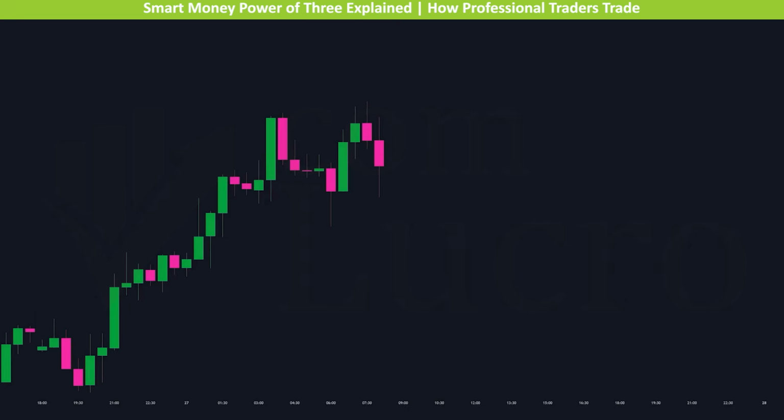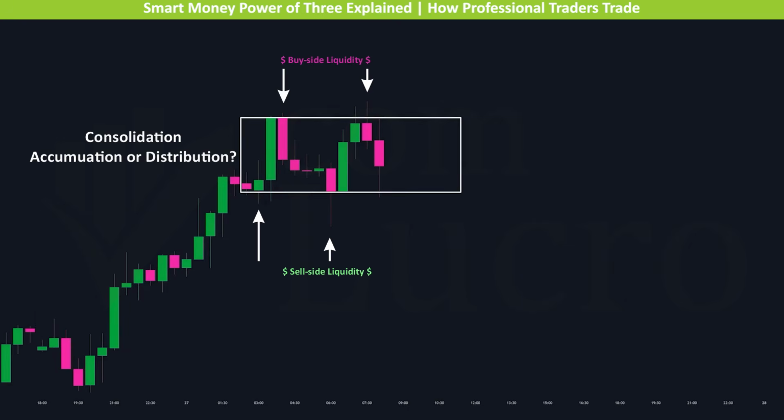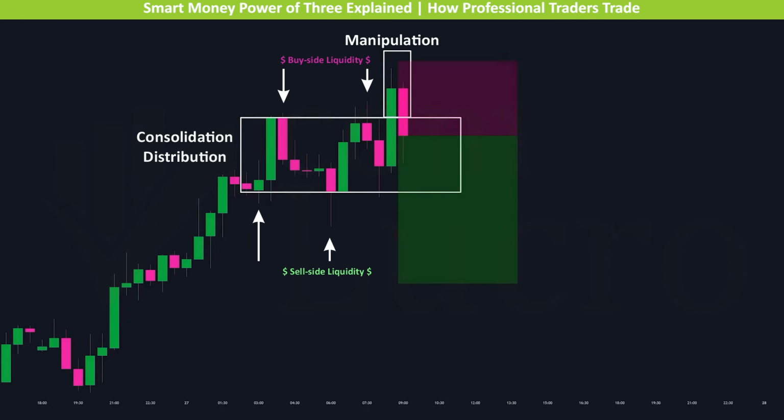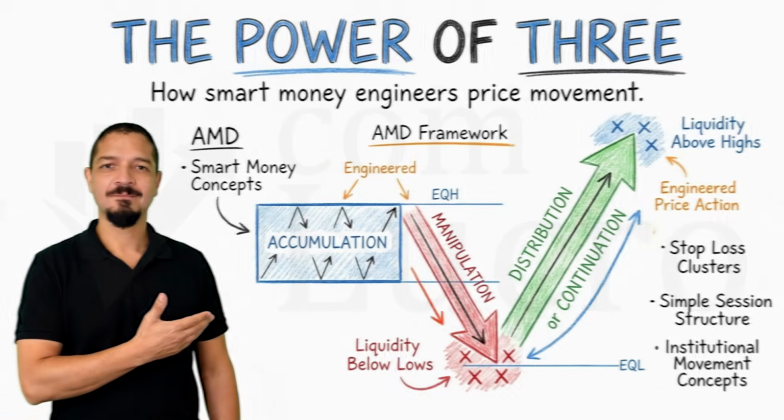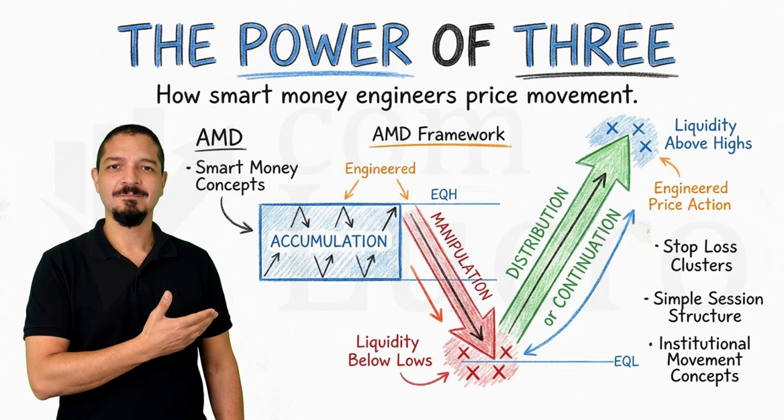Today we are breaking down one of the most powerful and widely used setups in smart money concepts, the Power of Three, also known as AMD. This is a framework that helps traders understand how price is engineered throughout a trading session and how smart money positions itself before major moves. In this video, we will explain what the Power of Three is, how to spot it clearly on the chart, and how to apply its rules with precision. We will also walk through multiple real market examples, so you can see how this setup plays out in live price action, and how to use it to build higher quality, more intentional trades.